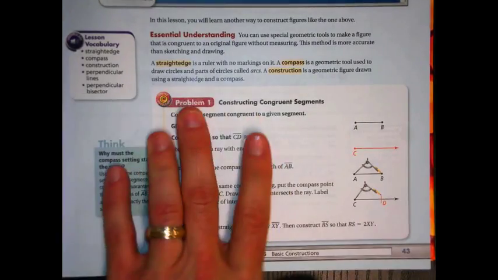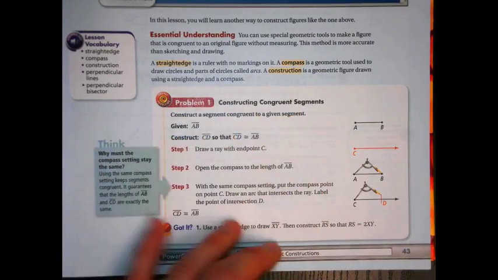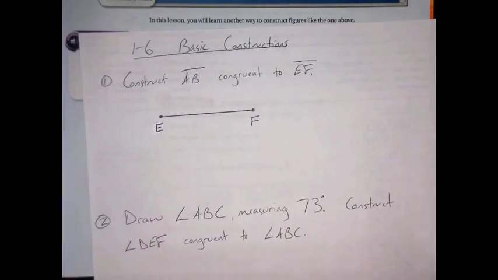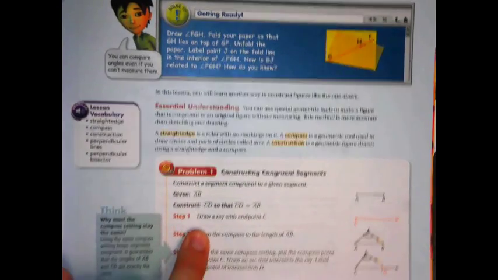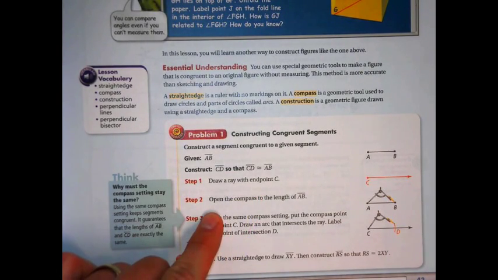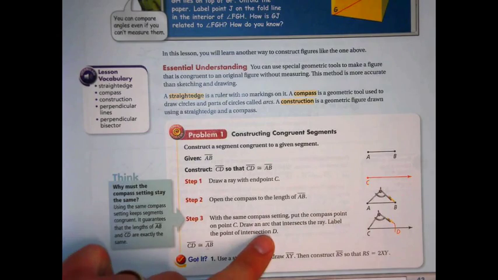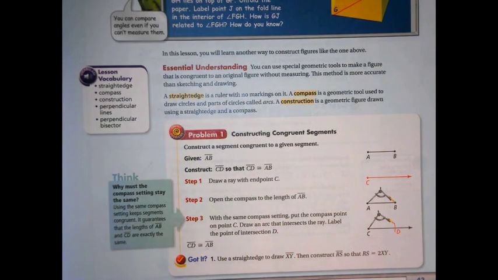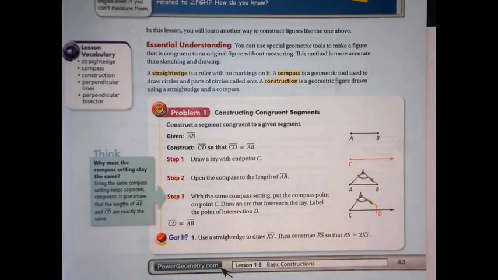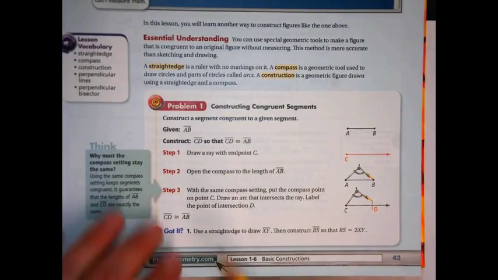So the first thing the textbook shows you is constructing congruent segments. And remember, what we have to use is a straight edge and a compass. The textbook gives you step 1, draw a ray with an endpoint, and then step 2, open the compass, and then step 3, with the same compass setting, put the point, and so on. I'm going to give you the same set of instructions, but hopefully in a way you can understand them. But you can always use the textbook steps right here.